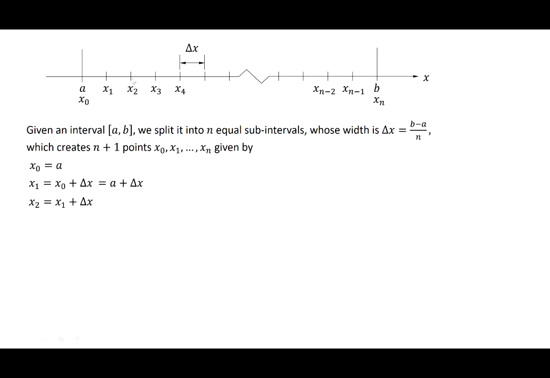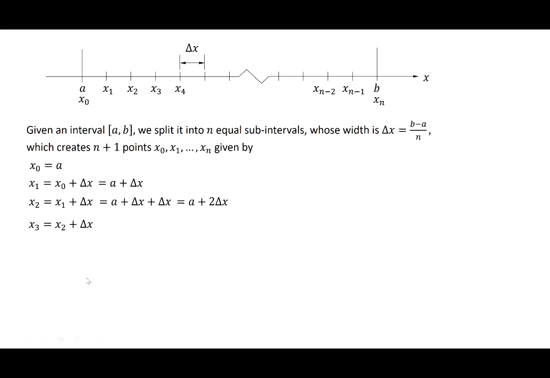Would you agree? X sub 2 is whatever its previous value is, you add a delta x to it, and you should get x sub 2. But x sub 1 is already A plus delta x in the previous step. So, would you agree this should become A plus delta x plus delta x? Yep. And what is that? Oh, A plus 2 delta x. That's interesting.